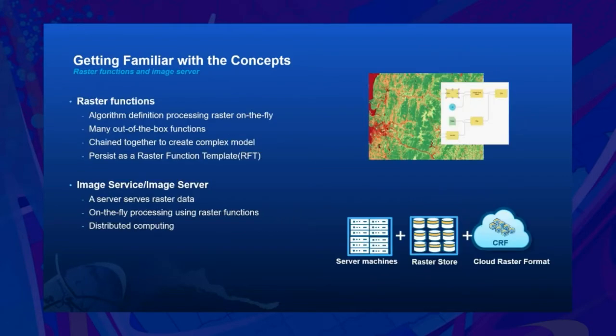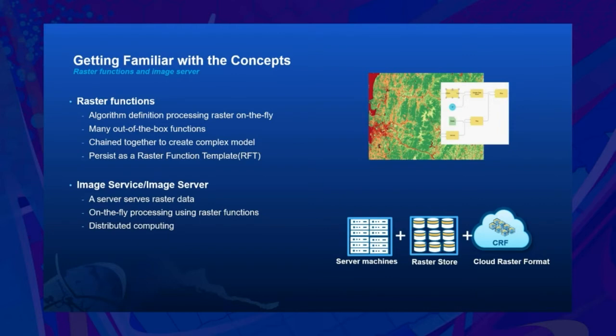Raster function is an algorithm definition for processing raster data. It has the capability to process the data on the fly. ArcGIS comes with many raster functions out of the box, and you can chain these functions to solve complex problems. You can also save the functions as a raster function template, RFT, to share with your coworkers or users.